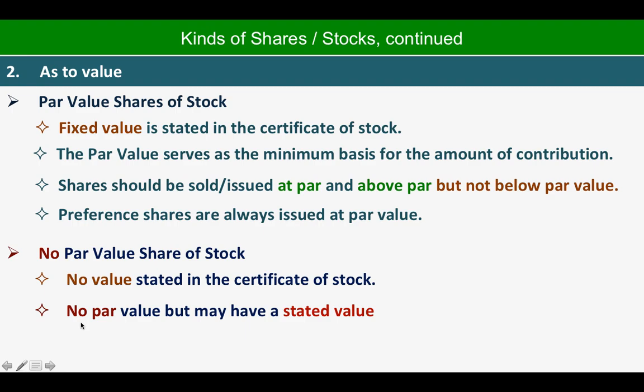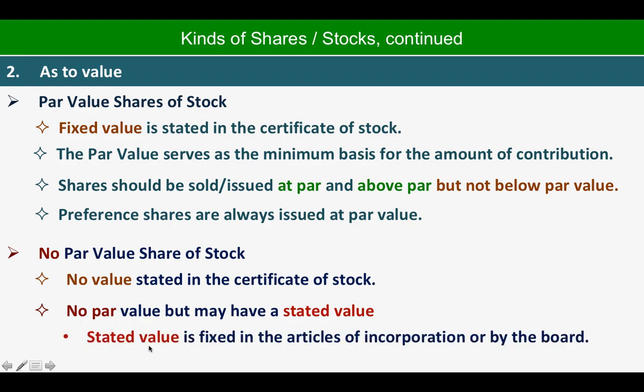However, the no par value share of stock could have a stated value. What is a stated value? What is the difference between par value and stated value? Stated value is fixed in the articles of incorporation or by the board. So stated value is determined by the board or it is in the articles of incorporation. Par value is indicated in the certificate of stock.